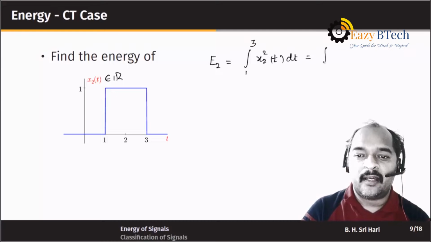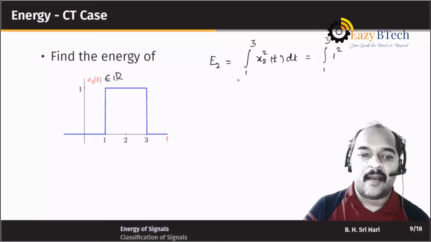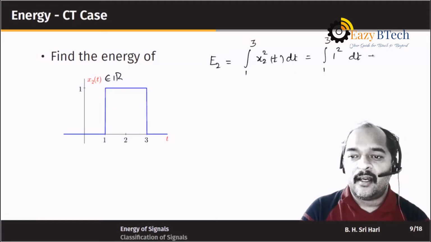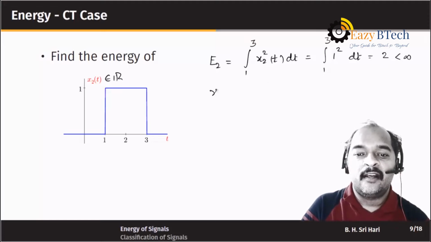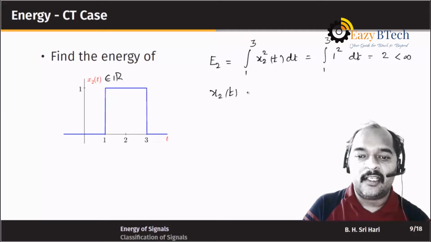Okay, so that would be equal to the integral from 1 to 3, where the amplitude of the signal is 1, and you get again 2 units. Because this is again less than infinity, we say that x2 of t is also an energy signal.